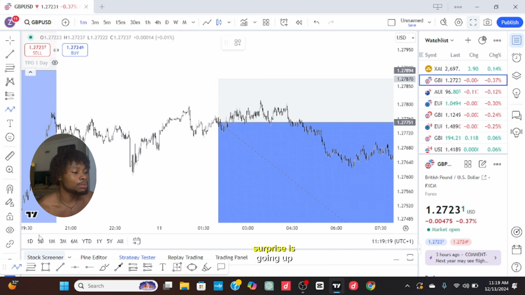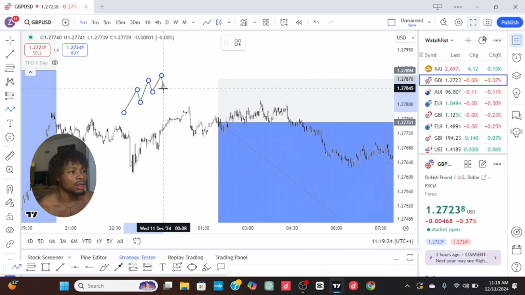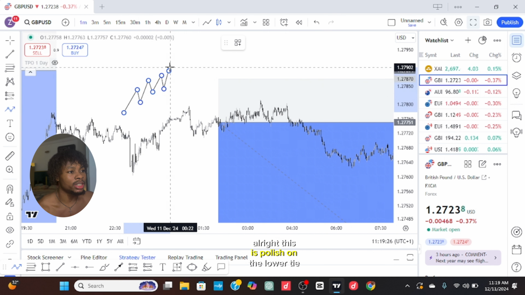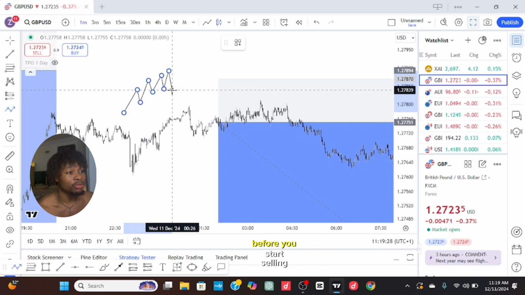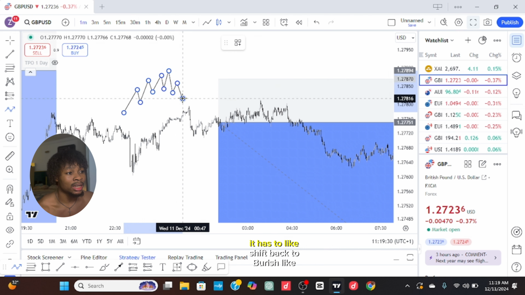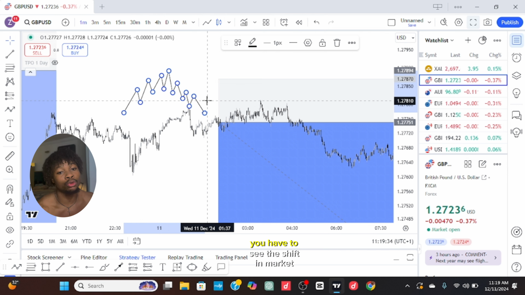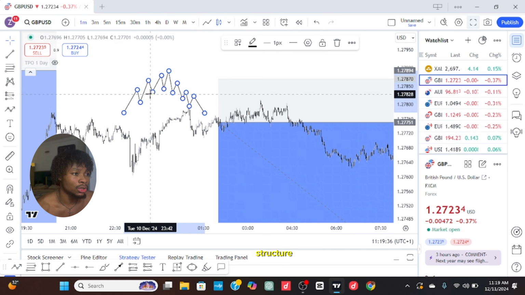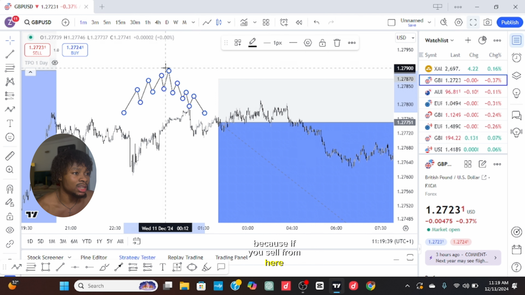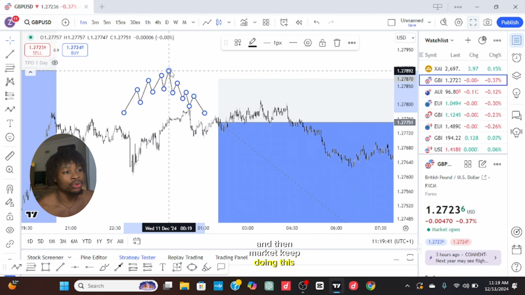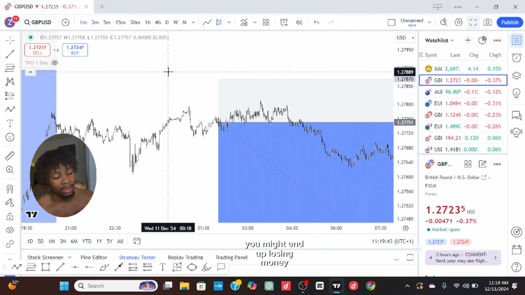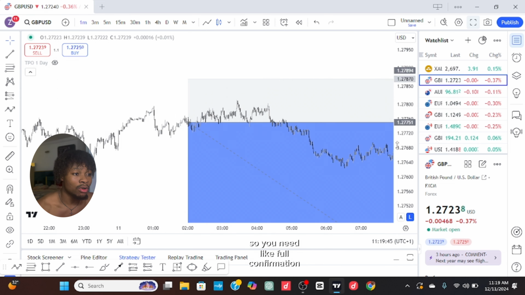It means that as price is going up, alright, this is bullish. On the lower time frame, before you start selling, it has to shift back to bearish, like selling, right? You have to see the shift in market structure, because if you sell from here and then the market keeps doing this, you might end up losing money. So you need full confirmation.